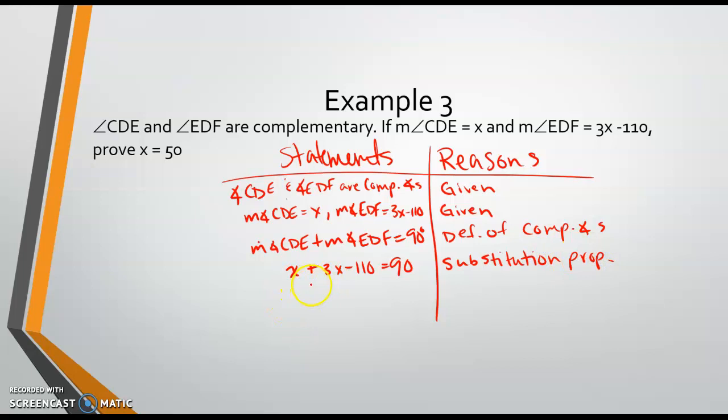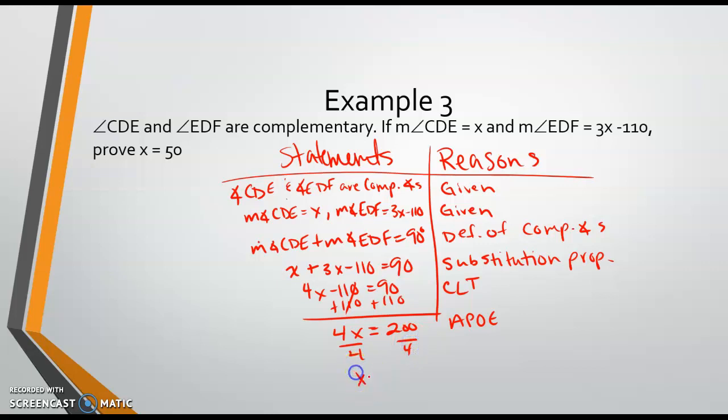And then from here we combine like terms. So 3x plus x is 4x minus 110 equals 90. So that was combining like terms. My next step would be to add 110. So I have 4x equals 200. So that was the addition property of equality. Then we're going to divide by 4 so that x equals 50. And that was the division property of equality.